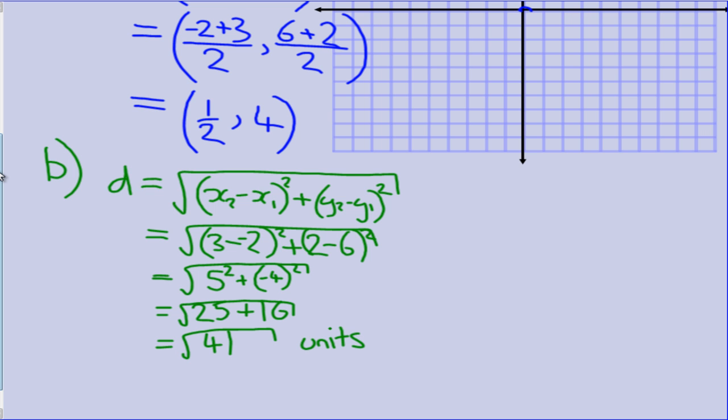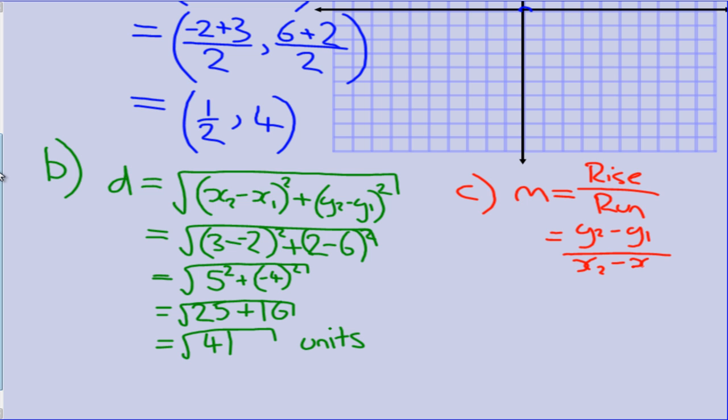Okay, the last thing we had to find was the gradient. The gradient is represented by a lowercase m, and the gradient is the rise over the run, which is also the same as y2 minus y1 divided by x2 minus x1, because they find us the length of the rise and the run. What I'm going to do is pull those values from our distance formula. So the y2 minus y1 was the same as our 2 minus 6. So that was negative 4 divided by x2 minus x1.